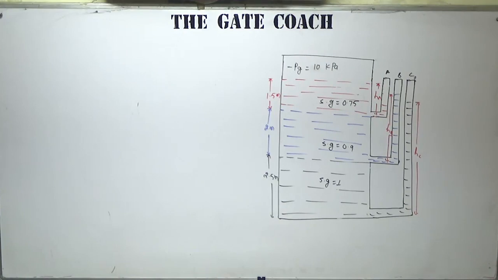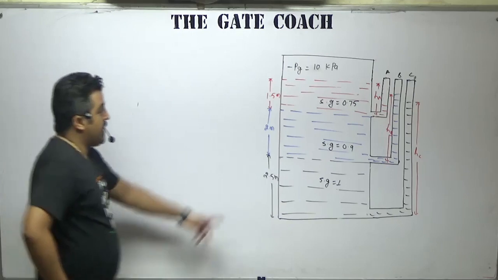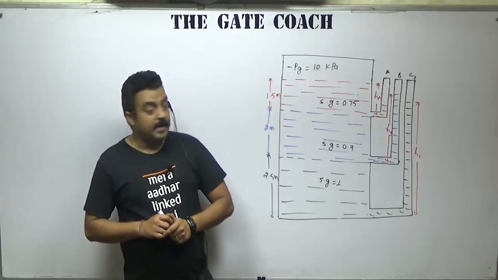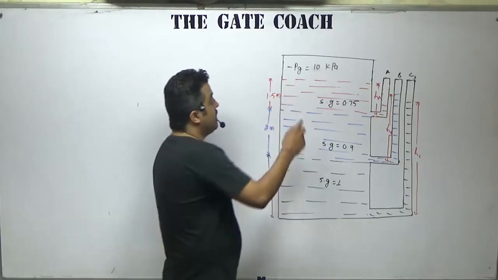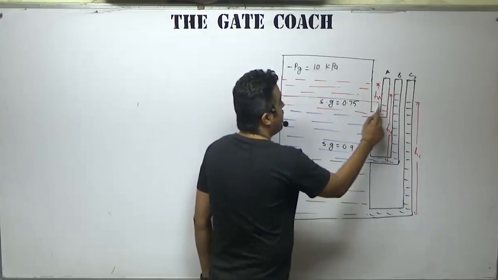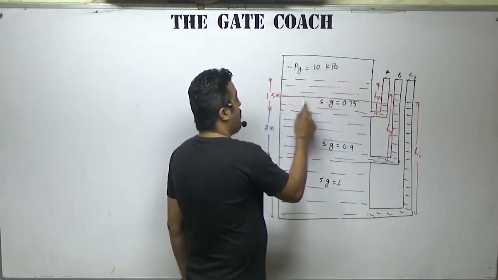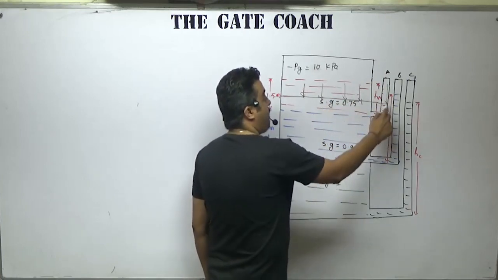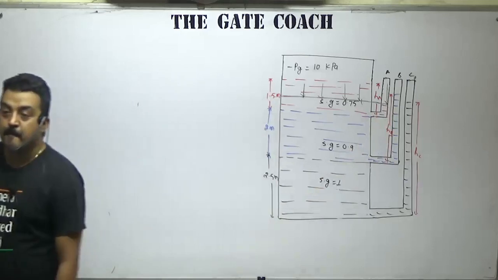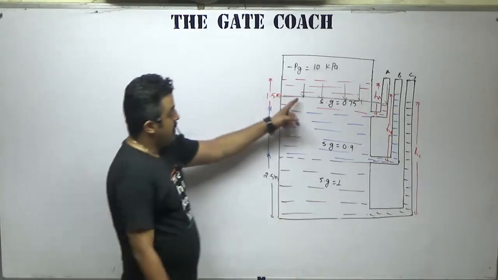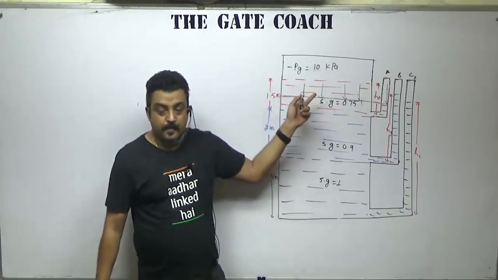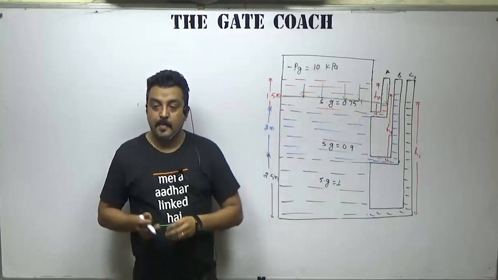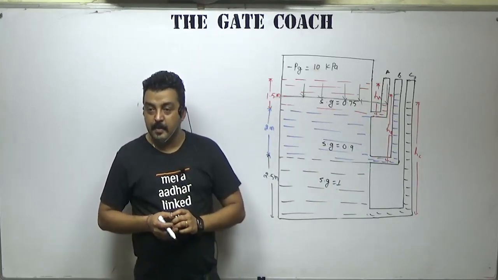एटमॉस्फेयर प्रेशर को नेगेटिव क्यों किया? Here I am saying, what is the pressure? माइनस 10, ओके। Due to this one it is increasing some height here. What is the pressure here? What is the pressure here? Tube is open to atmosphere. What is the pressure?